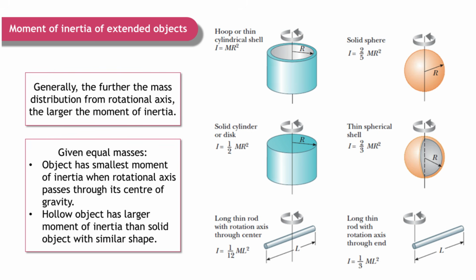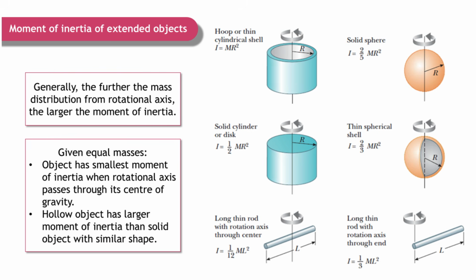The rotational axis can significantly affect the moment of inertia. When the rod rotates about its center, it is easier to rotate because the mass is more evenly distributed on both sides of the axis. However, when it rotates about one end, much of the mass is farther from the axis, so the moment of inertia increases. Therefore, for objects with the same mass, the moment of inertia is generally smallest when the rotational axis passes through the center of mass.